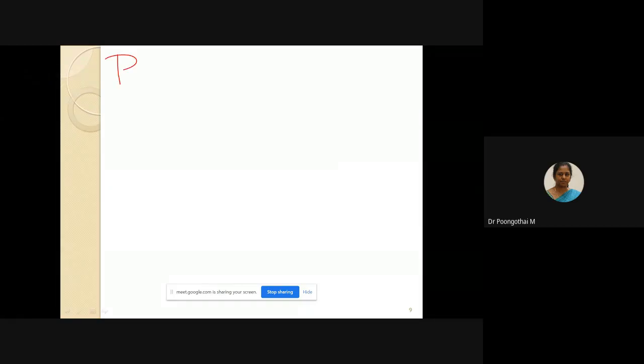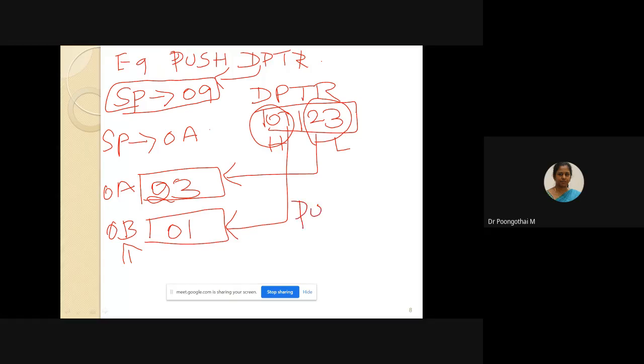So pop direct. This is the syntax. For push instruction, the syntax is push direct address or register name.